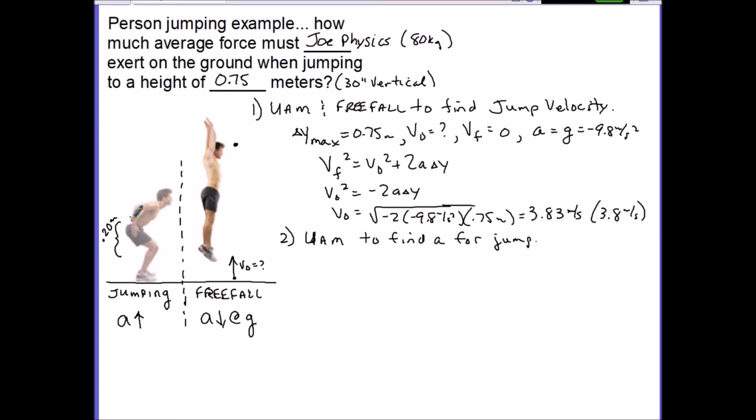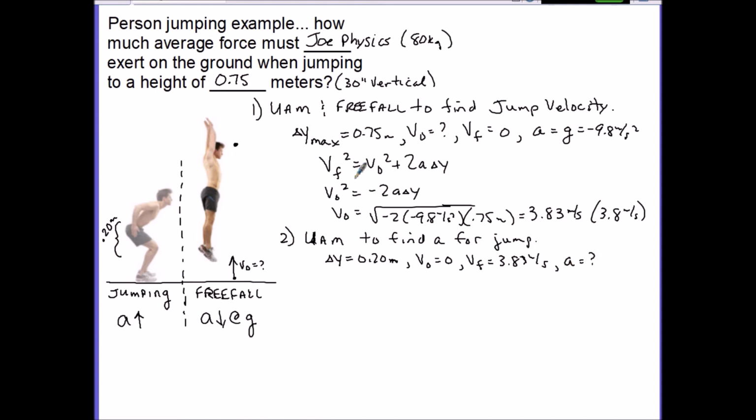They push through a distance of about 0.20 meters. Then again, that's variable. It depends on the student in question. But for this video, let's go ahead and assume that. So delta y now is 0.20 meters. That's their distance that they're jumping through. V initial is 0 because they start from rest, and V final is what we calculated up here. And we, of course, need to calculate A.